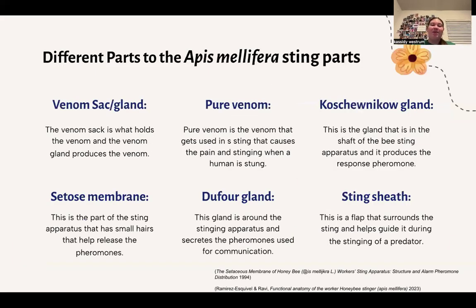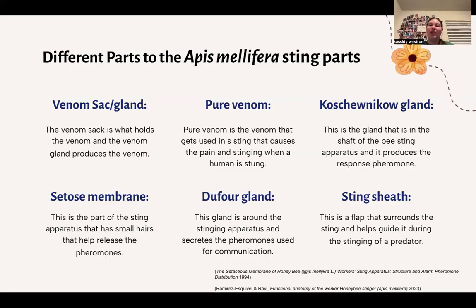Okay, the different parts of the Apis mellifera sting. The first one is the venom sac. So the venom sac is just what holds all the venom, and then the gland is what produces the venom. Pure venom is just a venom that is used in a sting, and so you can feel it when it's stinging. That's just what makes it hurt so much.